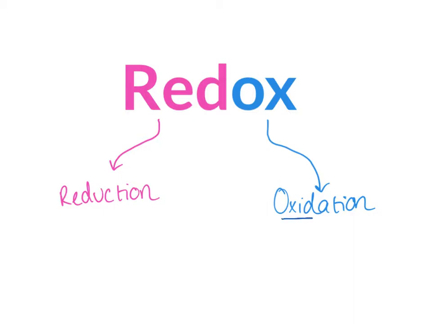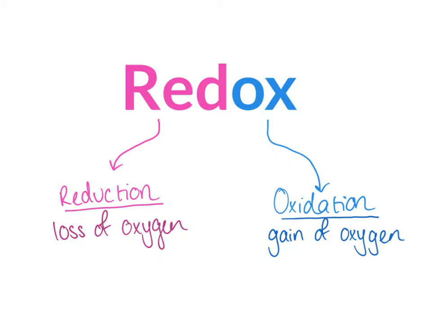Let's start with the term oxidation. Oxidation is when a substance, a reactant, something reacting, gains oxygen during a reaction. So oxidation, as the name suggests, is the gain of oxygen to a substance. But what about reduction? Well, reduction, it turns out, is the exact opposite of oxidation. Where oxidation is the gain of oxygen, reduction is the loss of oxygen. It's when a substance in a reaction loses oxygen during that reaction.